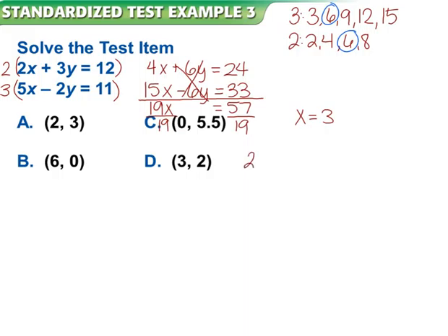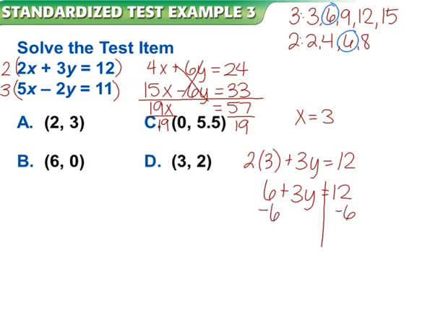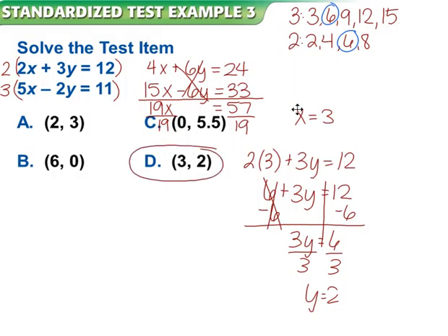So 2 times 3 plus 3y equals 12. And we'll just work this one out. Subtracting 6 off of both sides. And then dividing by 3. And so we get y equals 2. So if we'd write that out as a coordinate point, it would be x is 3, y is 2. D would be our correct answer there.